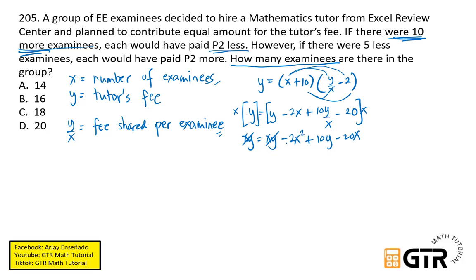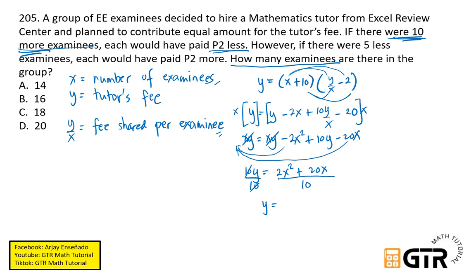So itong negative 2x squared, lipat natin dito sa kabilang side. Tsaka itong negative 20x. Okay? Para maging positive na ito. So therefore, we have 10y. So nilipat natin sa kabilang side. Tapos pinagpalit ko na rin ng pwesto. So magiging positive lang ito. So we have 2x squared plus 20x. Then divide natin both sides by 10. So ito na yung simplified na equation number 1.